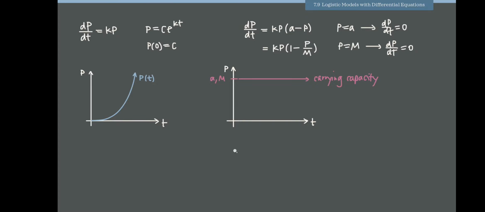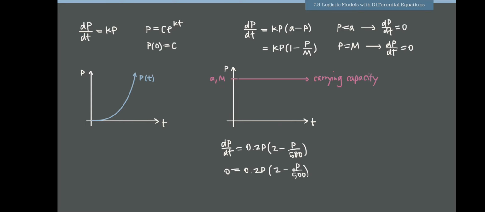So for instance, let's just say that we're given a differential equation in the form, let's say dP over dt is equal to 0.2 times P times, let's say, 2 minus P over 500. And we want to find carrying capacity. Well, all we have to do is set the rate of change equal to 0. So 0 is equal to 0.2P times 2 minus P over 500.